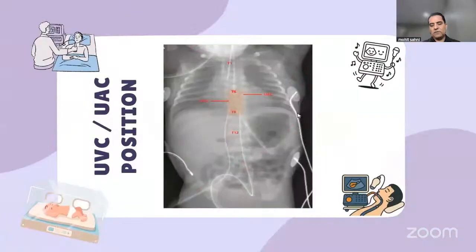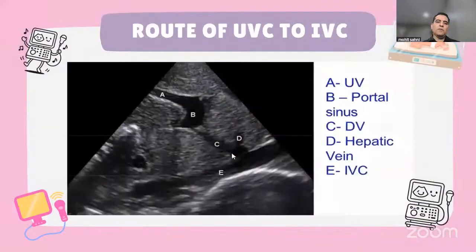So this is the normal anatomy and passage of the UVC when we put it in the umbilical vein. As you can see in A, that is your umbilical vein path. When you put in the UVC, it enters the portal sinus, that is B. The portal sinus has two branches, anterior and posterior. C is the ductus venosus, and this is the posterior one.